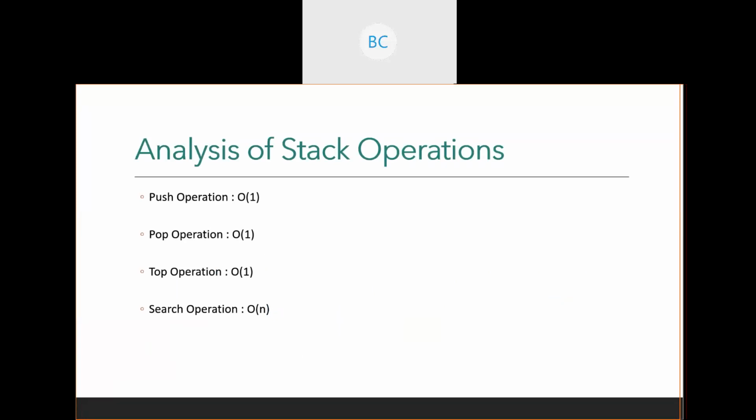And the search operation will be O(N). Why is it O(N) for search? Why is it O(N) for the search operation? Suppose you have added lots of items inside your stack. Now you want to find a particular item in that stack. And for searching, it's O(N). Why is it O(N)?